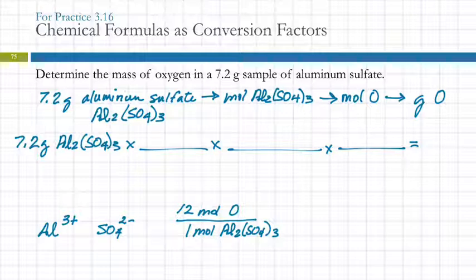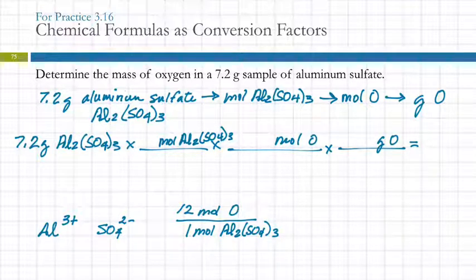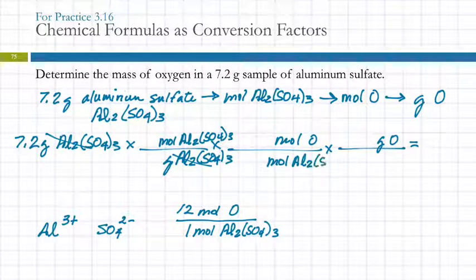Grams of aluminum sulfate to moles of aluminum sulfate. I don't always leave myself enough room. It's okay. And then to moles of oxygen and grams of oxygen. Then I fill the denominator units in so they cancel out.